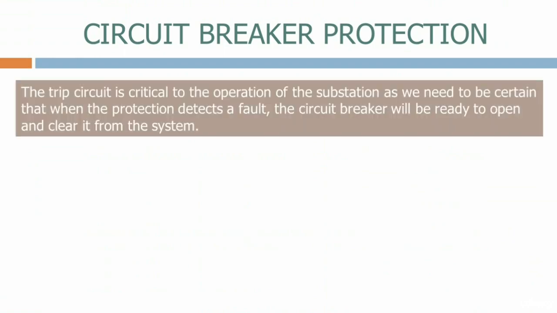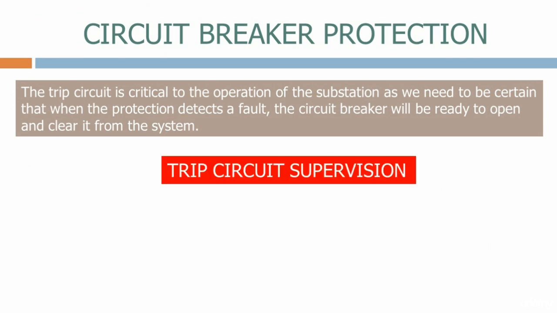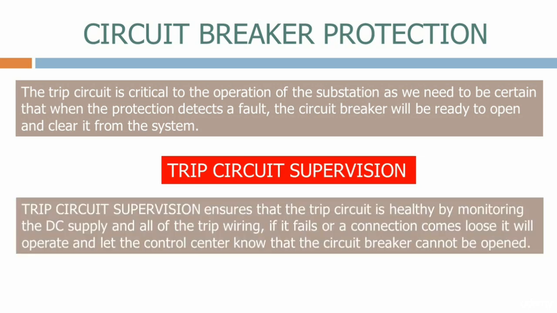The trip circuit is critical to the operation of the substation, as we need to be certain that when the protection detects a fault, the circuit breaker will be ready to open and clear it from the system. One way we ensure this is to have trip circuit supervision. Trip circuit supervision ensures that the trip circuit is healthy by monitoring the DC supply and all of the trip wiring. If it fails or a connection comes loose, it will operate and let the control center know that the circuit breaker cannot be opened.